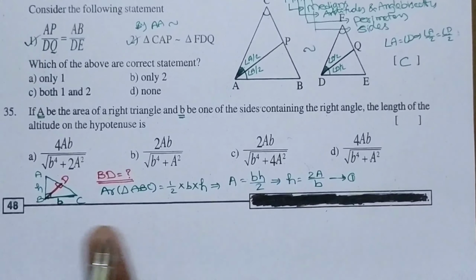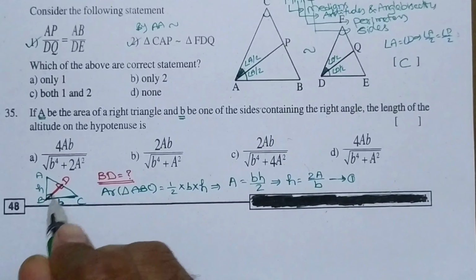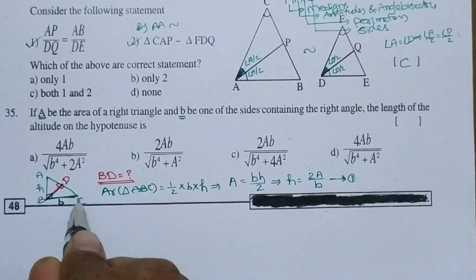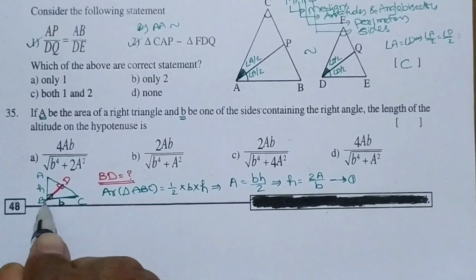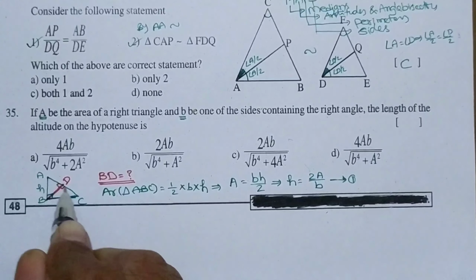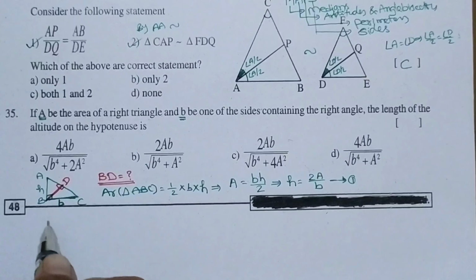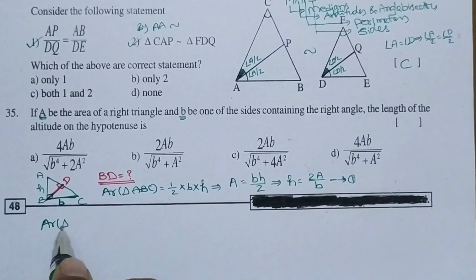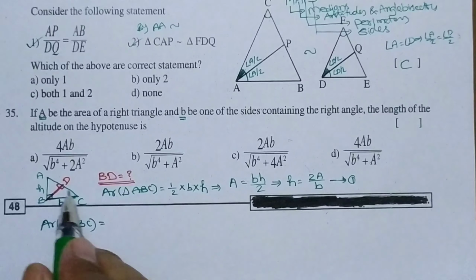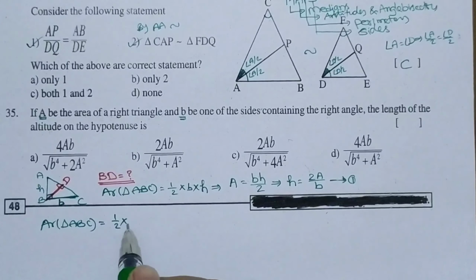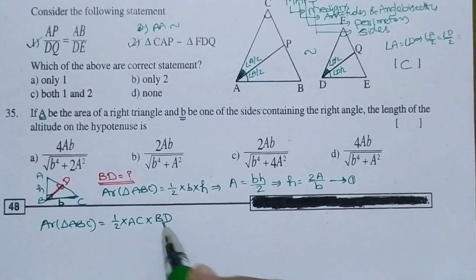Now observe the same triangle once again. When we take AC as the base, earlier we have taken BC as the base. Now if we consider AC as base, then BD will be the height. Clear? Now again let us find the area of the same triangle ABC. In this case, I am taking AC as the base, so half into base AC into height BD.